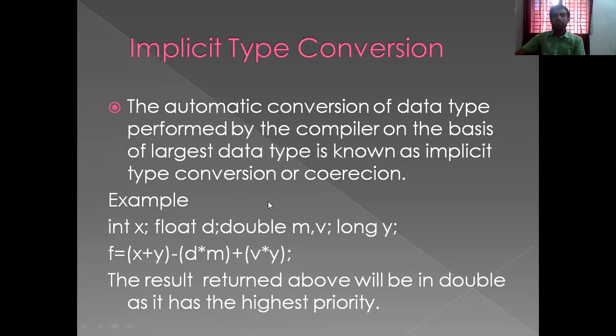Implicit type conversion, which is also known as coercion, is done by the compiler on the basis of the largest data type, or you can say the priority. So what expression I have written along with different variables I have declared. Now at last, if you calculate this, then it will change into double, as double has the highest priority. So we will continue with the other topics in the next week.